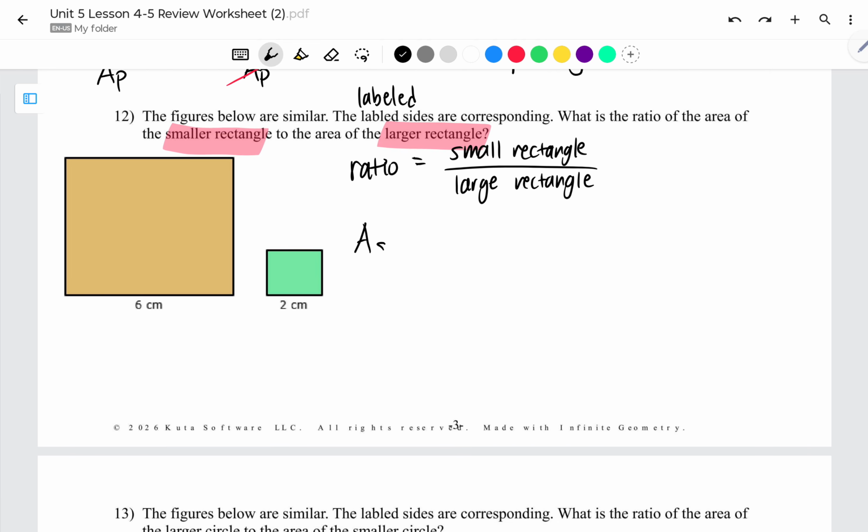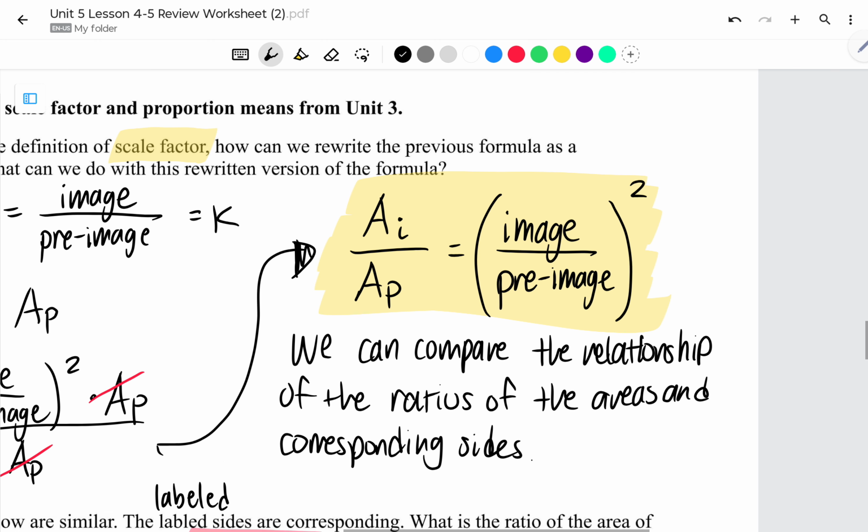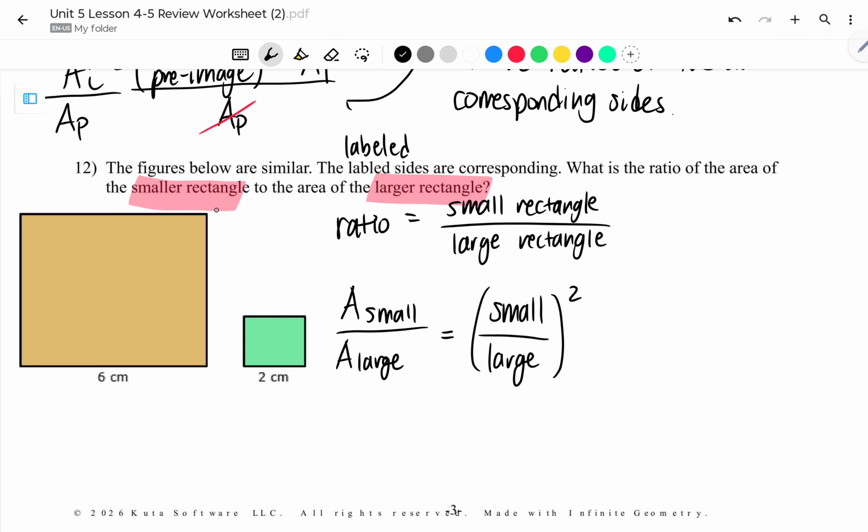So the area of the small rectangle over the area of the large rectangle is equal to, right? I'm going to pick a side from the small rectangle, and then I'm going to pick the matching side from the larger rectangle, squared. Okay, so it's the same thing as this in yellow. I just changed some of the words because I want to make sure it matches my directions. They want the ratio of it, right? They want the ratio. This is my ratio of the areas. And so, okay, that's all I need to do.